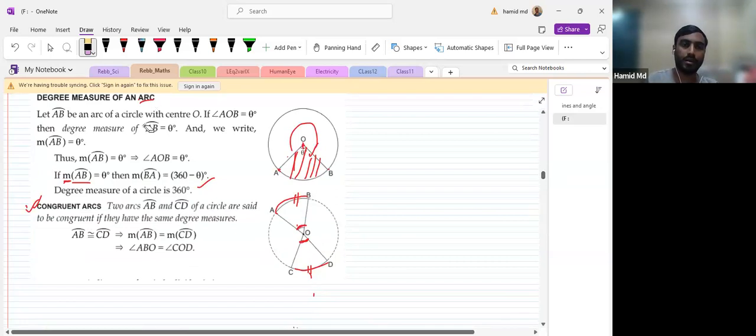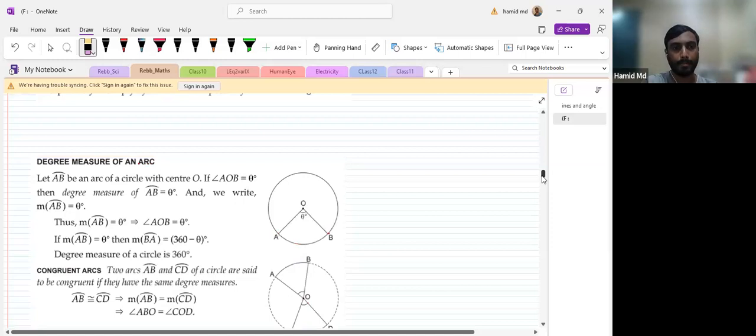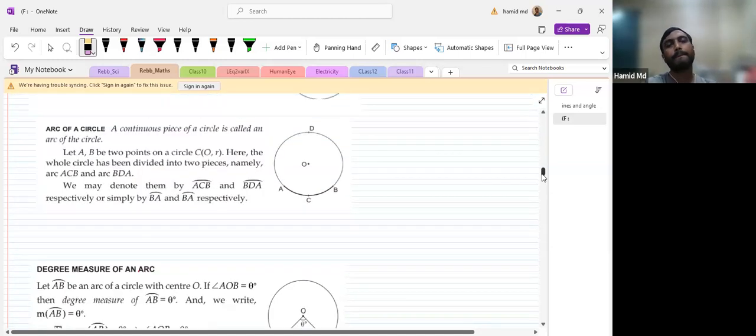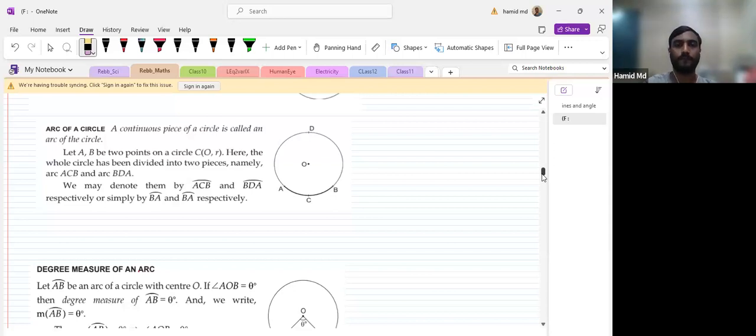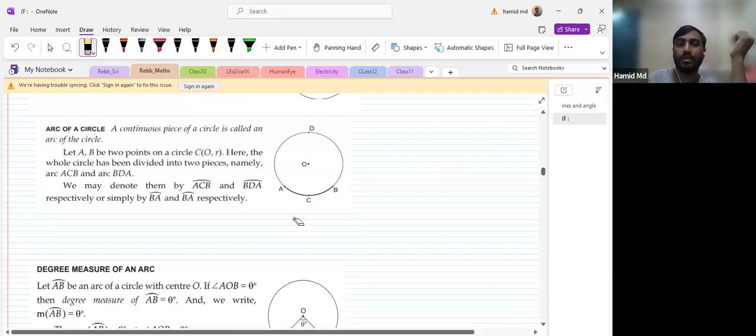So then there was arc length. So what was the arc? What was the definition of arc? Arc was the circumference of the circle. It's like a piece of the circumference is the arc. Okay, means a piece of the circumference of the circle.